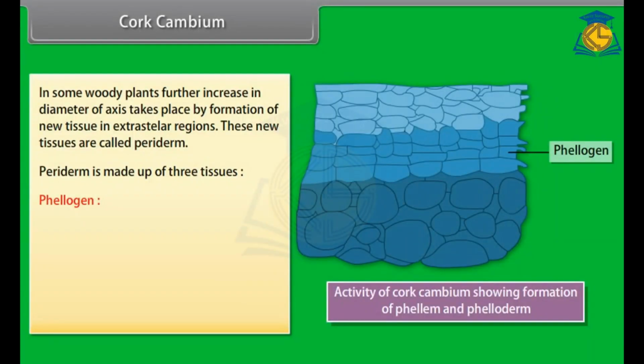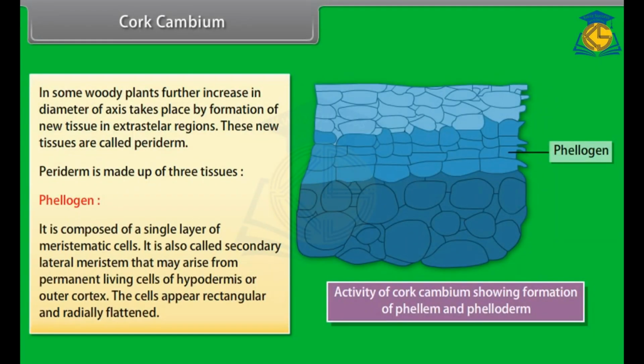Phellogen. It is composed of a single layer of meristematic cells. It is also called secondary lateral meristem that may arise from permanent living cells of hypodermis or outer cortex. The cells appear rectangular and radially flattened.